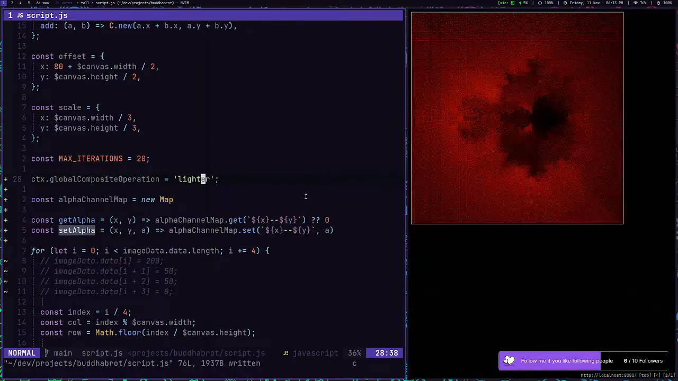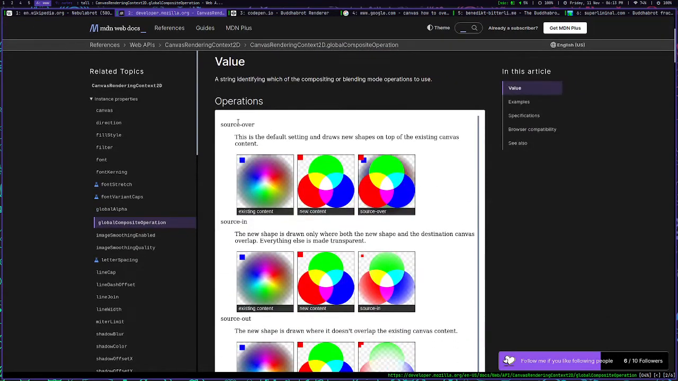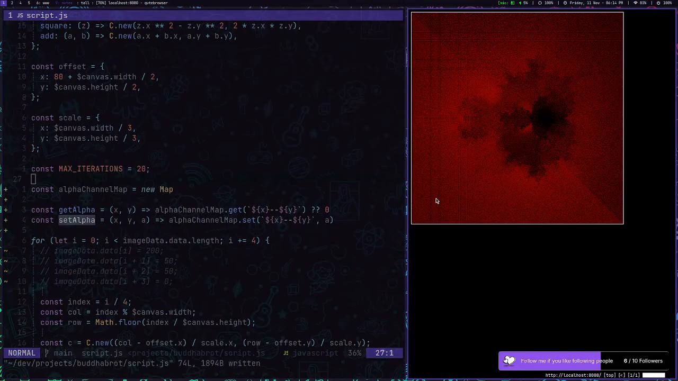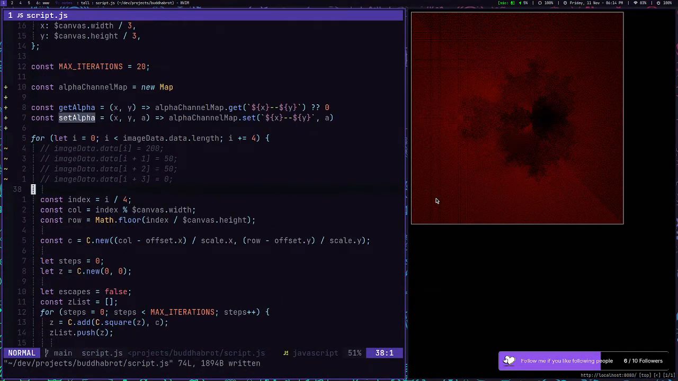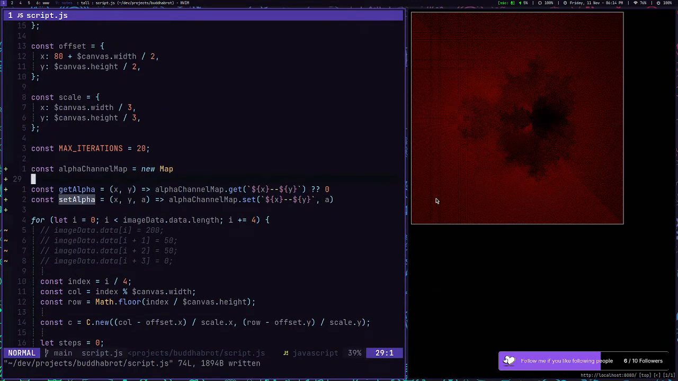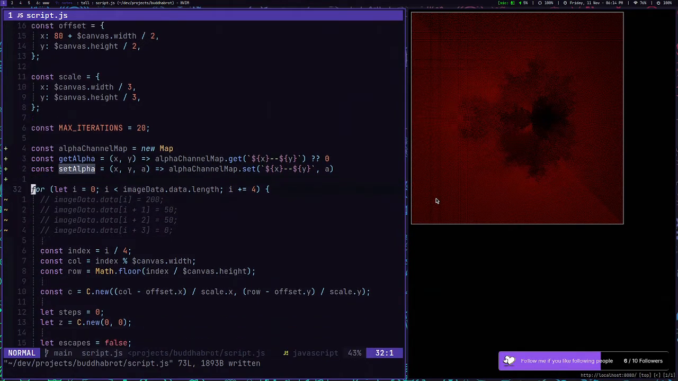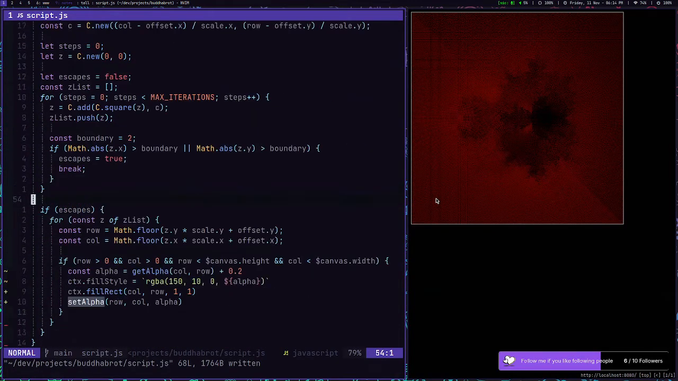Let's just do source over. I feel like, is that the default? Let's confirm that. If that's the default, we don't need to even worry about this. Source over is the default. Yay. Got that. Okay, nothing changed, which is a good thing. So, yeah, we are now using our map for storing the alpha values, which is fine for the most part. I'm not happy with the solution, but it works. It works. All right.